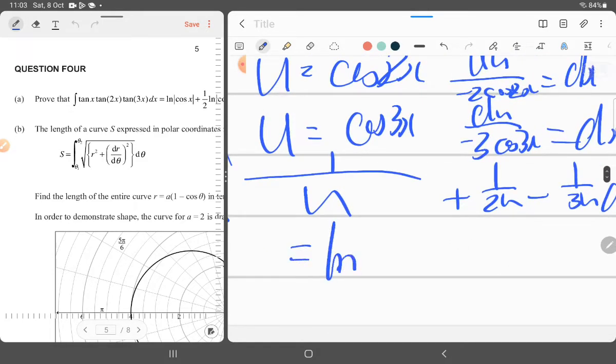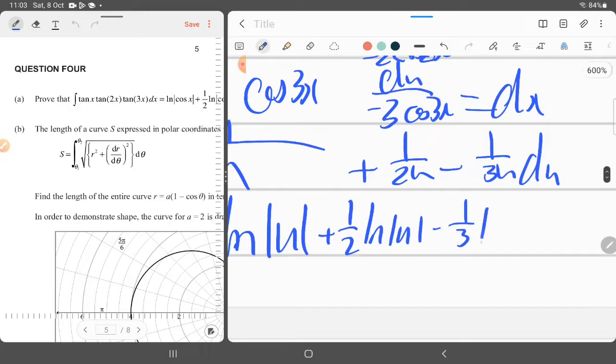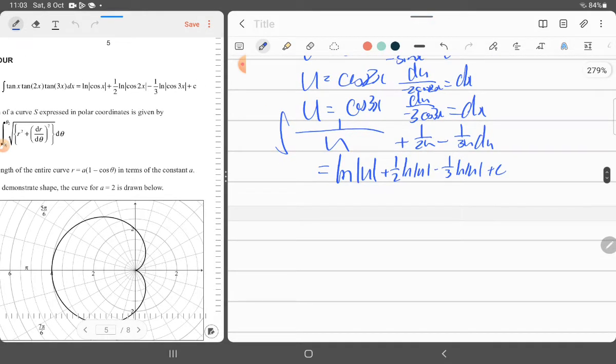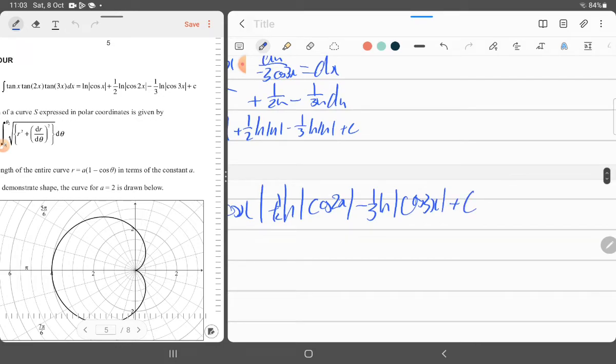You go natural log of absolute value of u plus half natural log of absolute value of u, take away 1 over 3 natural log of absolute value of u plus c, which is equal to natural log of cosine x plus half natural log of absolute value of cosine 2x, take away 1 over 3 natural log of absolute value of cosine 3x plus c.